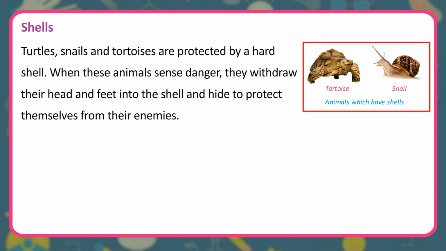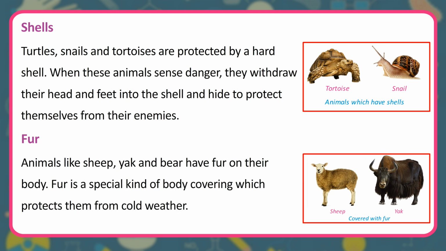Shells. Turtles, snails and tortoises are protected by a hard shell. When these animals sense danger, they withdraw their head and feet into the shell and hide to protect themselves from their enemies. Fur. Animals like sheep, yak and bear have fur on their body. Fur is a special kind of body covering which protects them from cold weather. Sheep, yak.